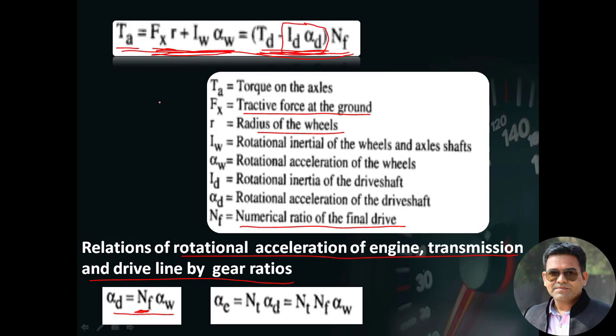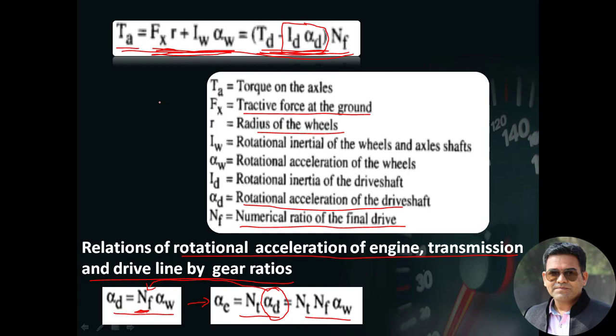So for the final drive, alpha D, the rotational acceleration of the drive shaft, must be equal to the rotational acceleration of the wheel times the final drive ratio. Likewise you can calculate the rotational acceleration at the engine in terms of transmission ratio and drive axle. And with the help of this previous equation you can replace this alpha D by this equation, and here we are getting the final relation.